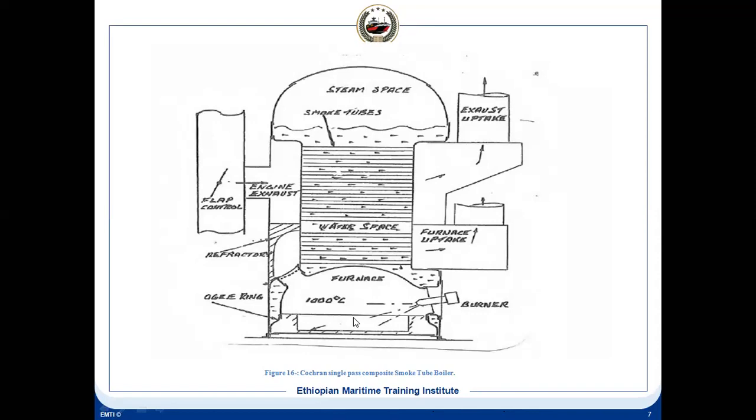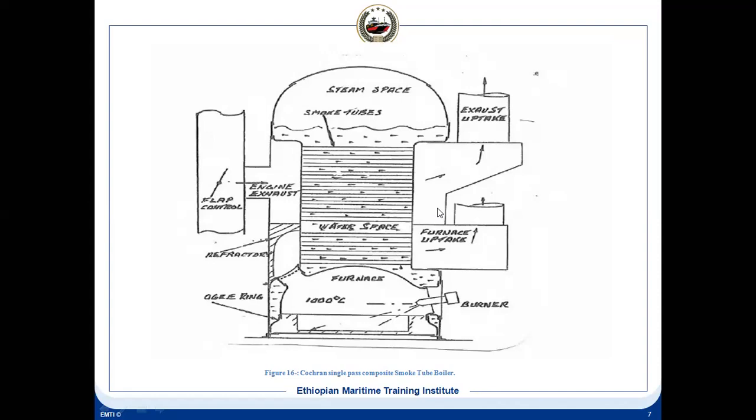Now here again, if you can see this diagram, you have a burner which is burning, and the flue gas is at maybe 1000 degrees centigrade. It passes through a limited number of smoke tubes because the temperature of the flue gas is quite high, and then it goes to the furnace uptake and is led up to the funnel of the vessel. And on the side, you have the main engine exhaust, which again has a flap control.